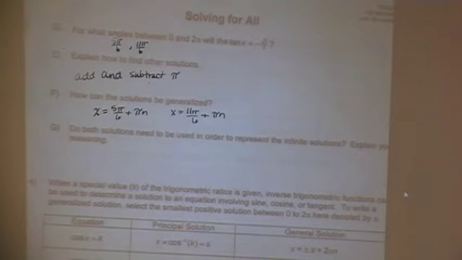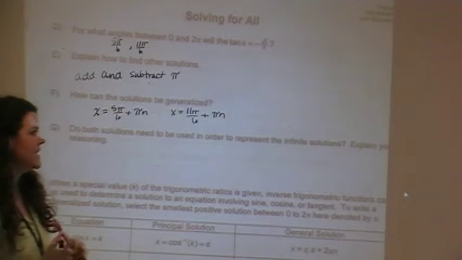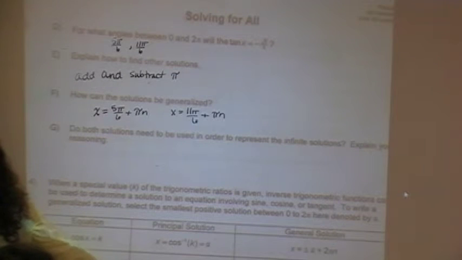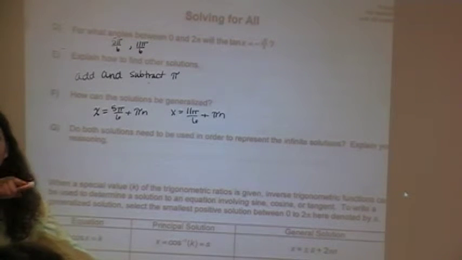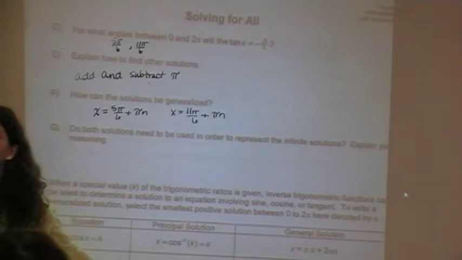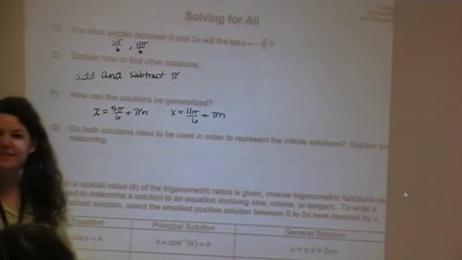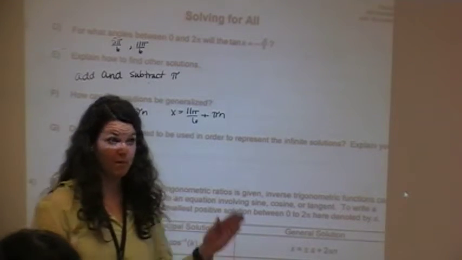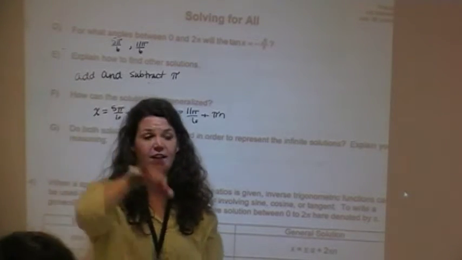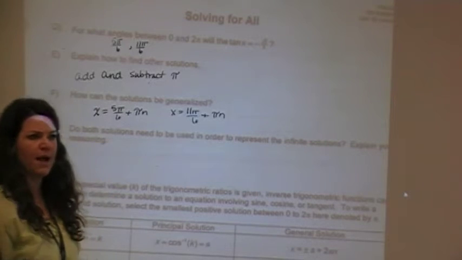Now, do both solutions need to be used in order to represent the infinite solutions? Think about tangent and what it looks like. Tangent doesn't go down and up. Tangent goes down and down again and down again. Remember, it has asymptotes and it just goes down. And so it doesn't have a going down and a coming back up answer.